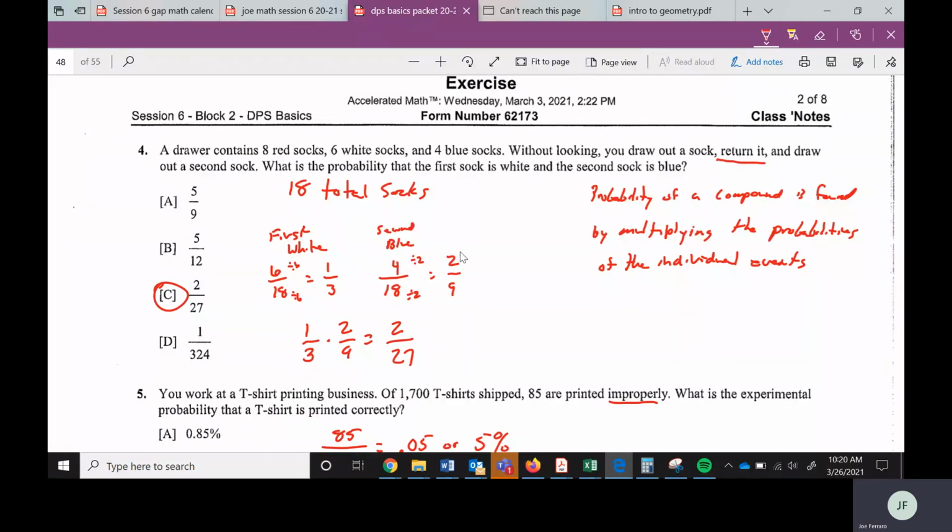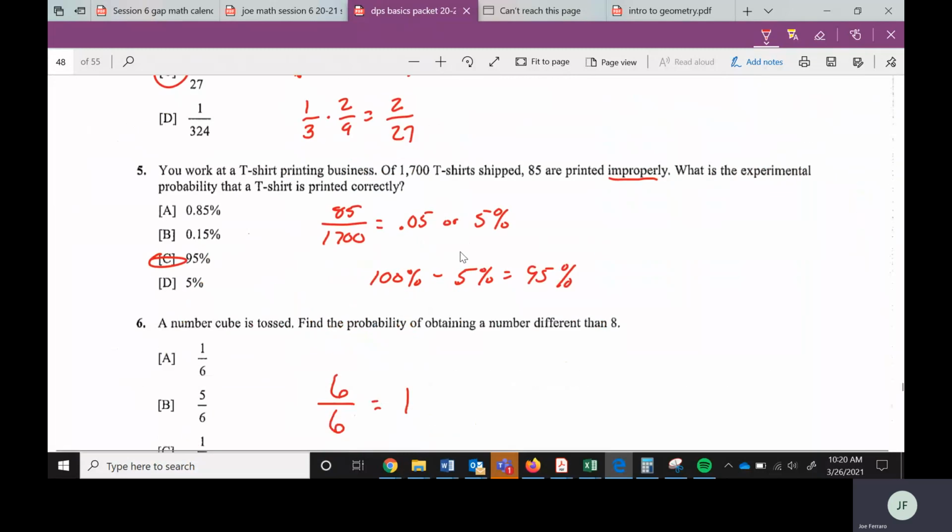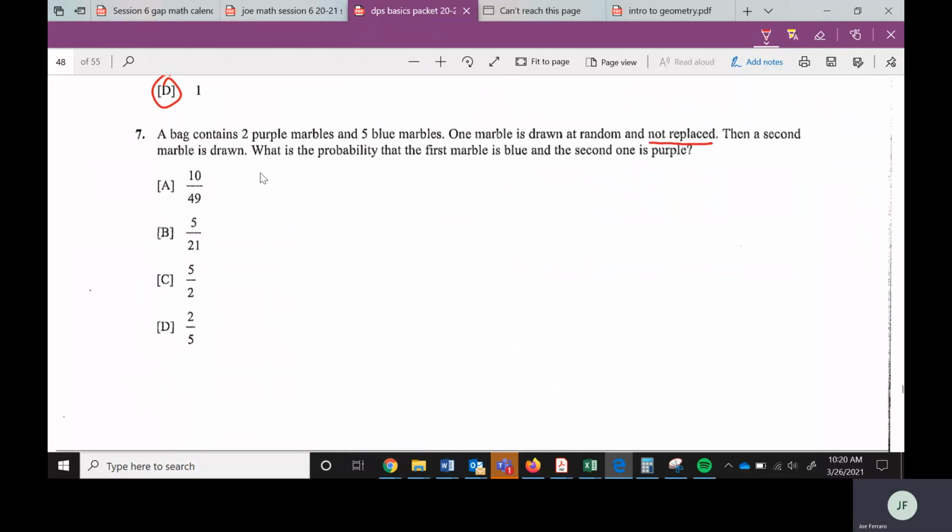Okay. Now let's go to number 7. Same type of problem. A bag contains 2 purple marbles and 5 blue marbles. 1 marble is drawn at random and not replaced. That's important because then a second marble is drawn. What's the probability the first marble is blue and the second one is purple?